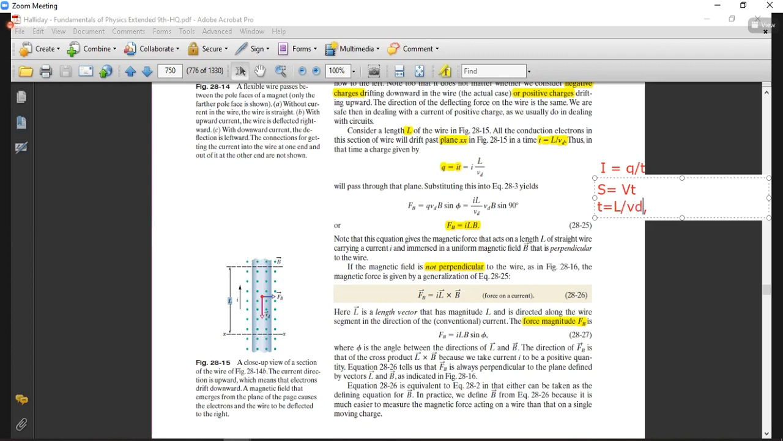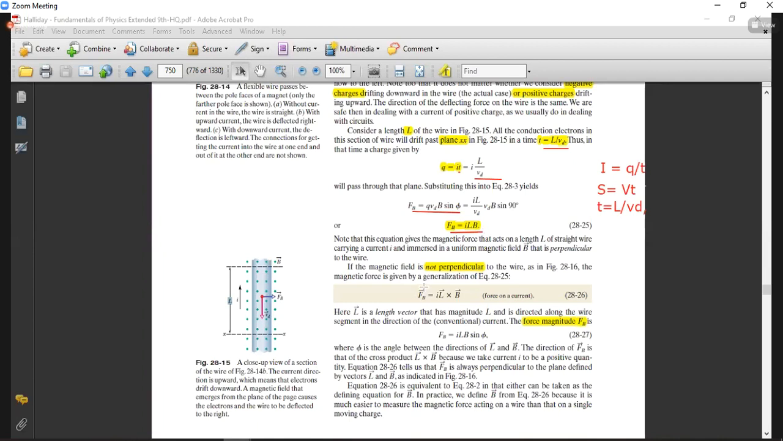So this is the relation here. We will put the value of T in this equation. Afterwards, we know that the magnetic force that acts on a single charged particle is F is equal to Q Vd B, and we will put the value of Q here, which is IL over Vd from this equation, and the final result that we will get is ILB.